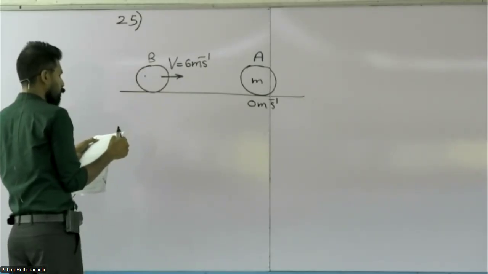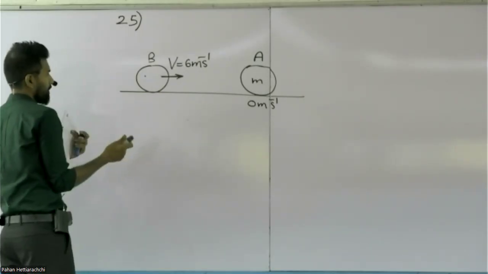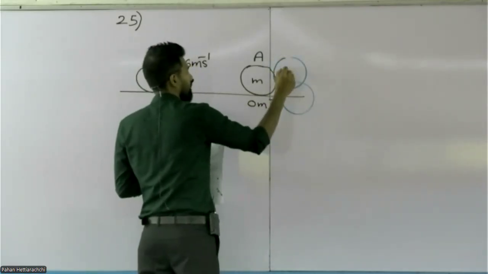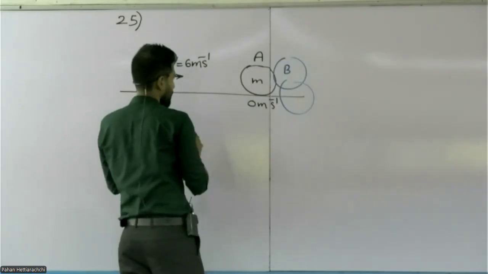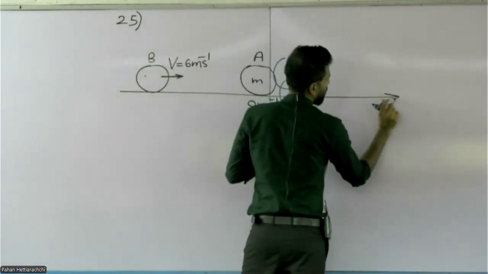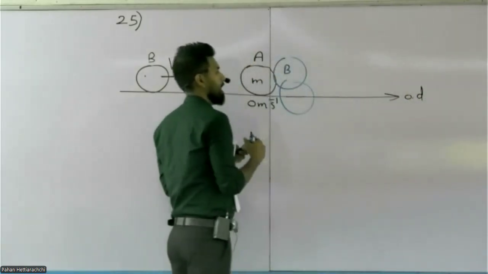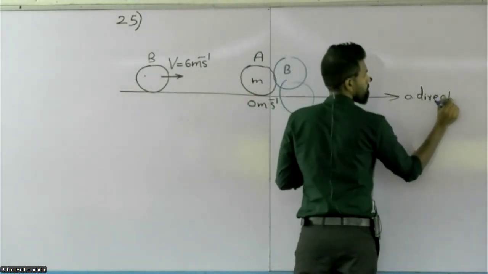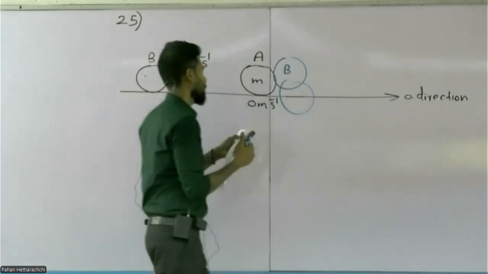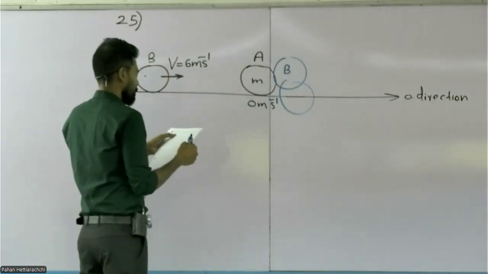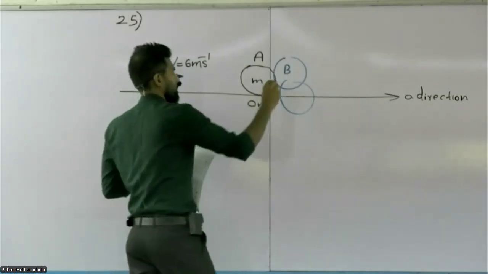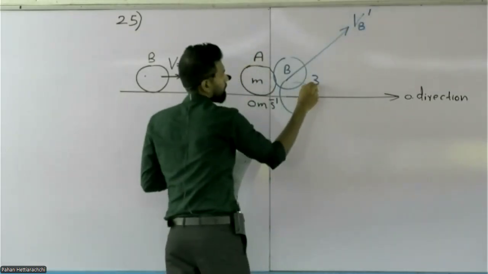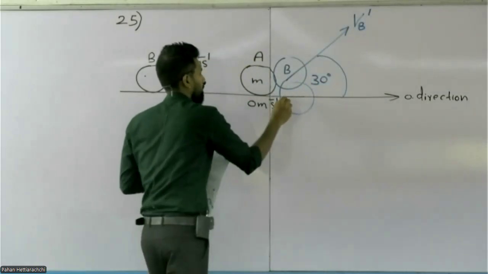After the collision, ball B moves at 30° to its original direction. Now the collision is finished. So this is the original direction, and with respect to the original direction, ball B moves at 30° to it. So this is the new direction of ball B. Let's say the velocity is VB dash, and the angle is 30°. And what happens to ball A?